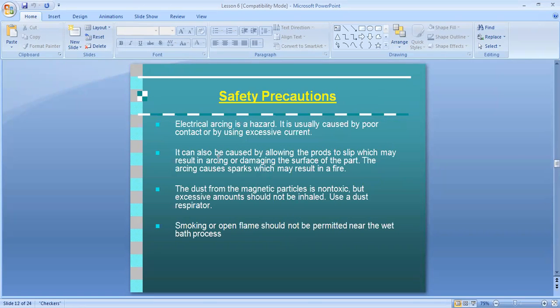Now the safety precaution: electrical arcing is hazardous. It's usually caused by poor contact or by using excessive current. It can also be caused by allowing the prod to slip, which may result in arcing or damaging the surface of the part. The arcing causes spark, which may result in fire. This is the problem. If there is current leakage, then there are chances of spark, and that will lead to fire also, and sometimes it will damage the surface finish. Dust from the magnetic particle is non-toxic, but an excessive amount should not be inhaled. Use a dust respirator. Smoking or open flame should not be permitted near the wet bath process.